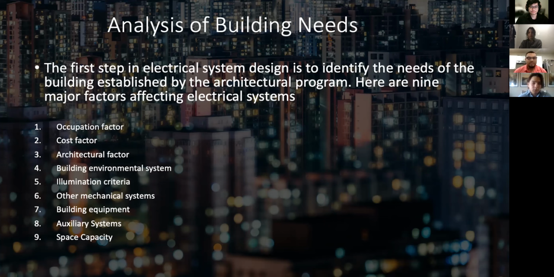Other mechanical systems, building equipment such as food prep and recreational equipment. Auxiliary systems such as a clock, fire alarm, radio, TVs, and space capacity. There should be 25% spare capacity provided at the power main.